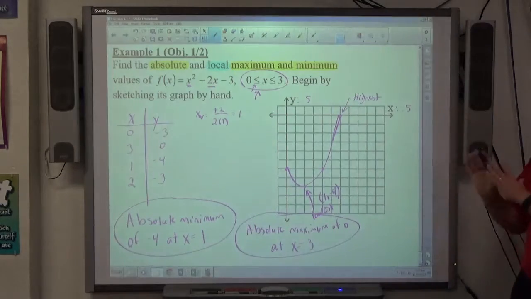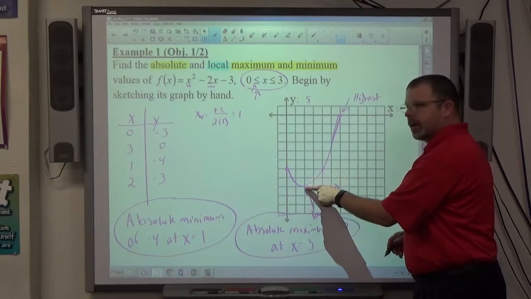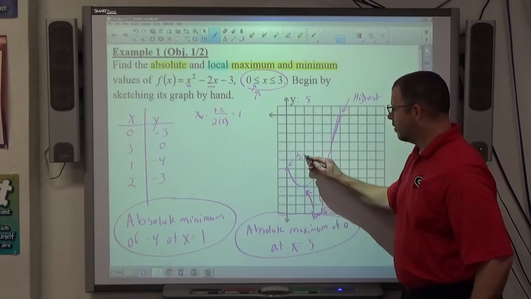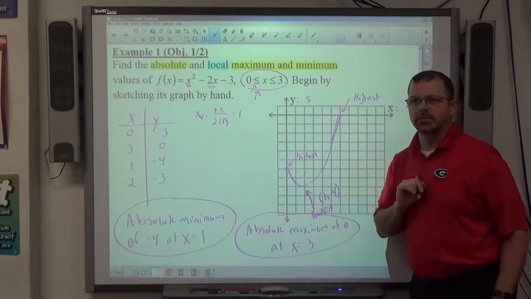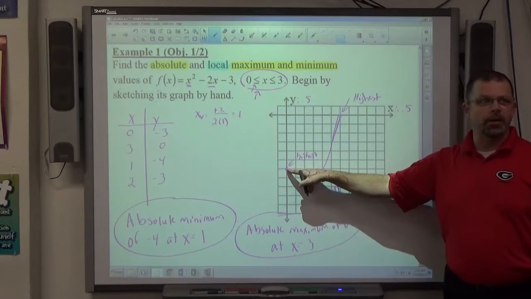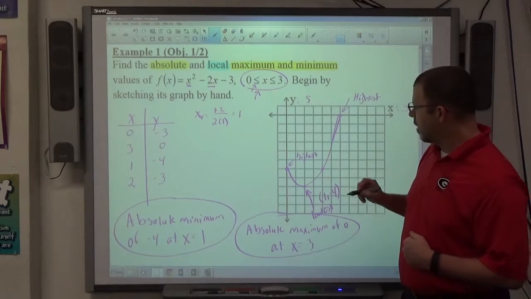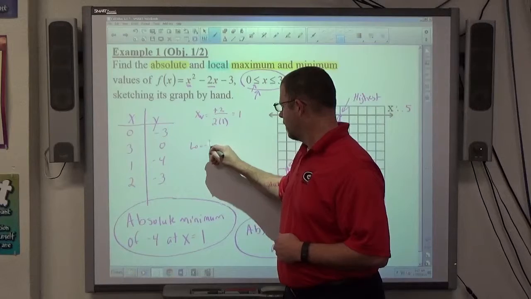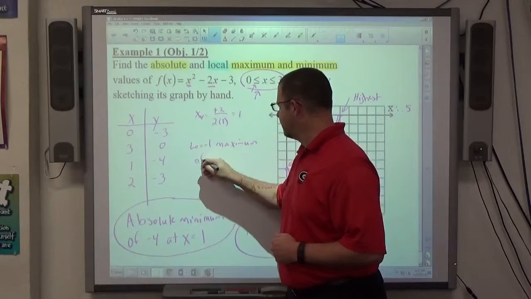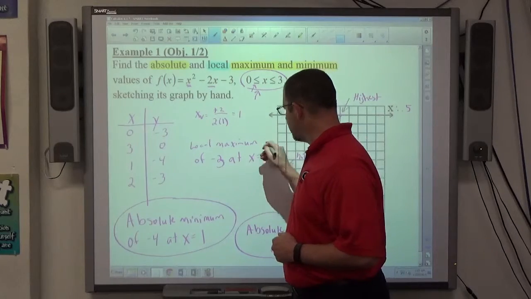Okay, now continuing to look at the rest of this thing, all these points are getting lower, lower, lower, lower to get here. Then all of a sudden it starts going higher, higher, higher until we get here. This is the highest value in its area. Okay? Again, there are higher values on the graph, but in its area, there's nothing higher than that point anywhere around it. Okay, that's a local maximum. So I'm going to say local maximum of -3, there we go, at x equals 0.